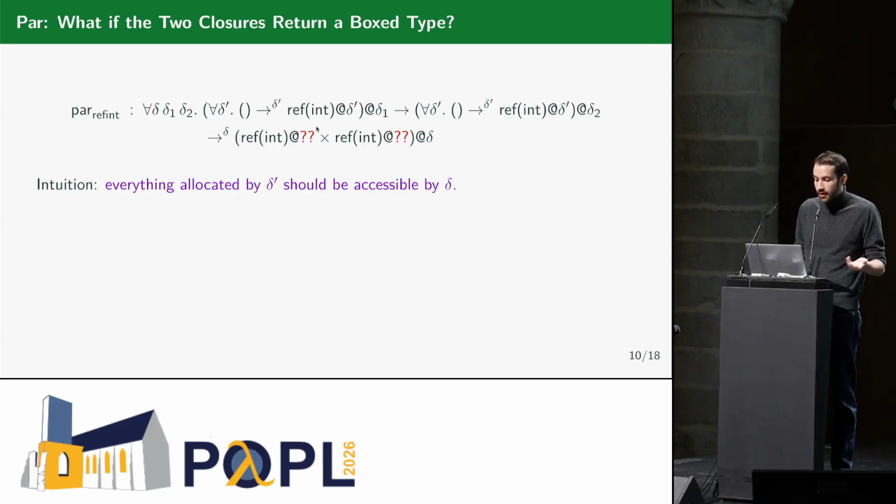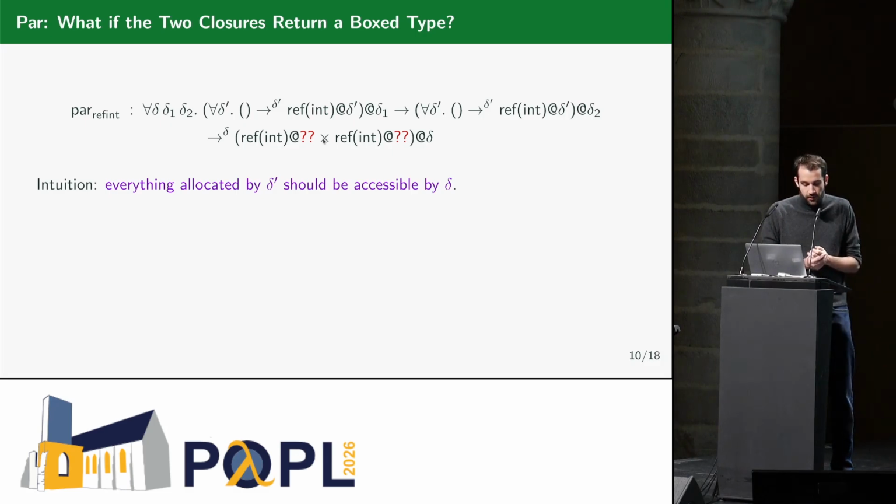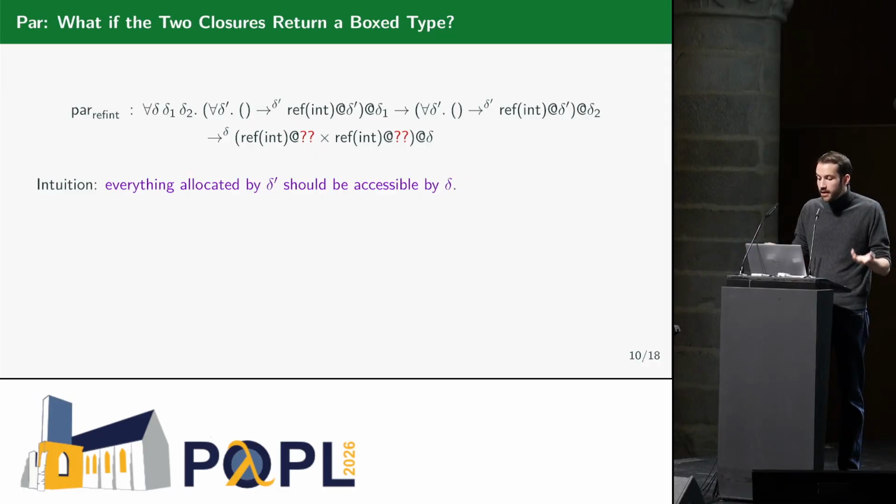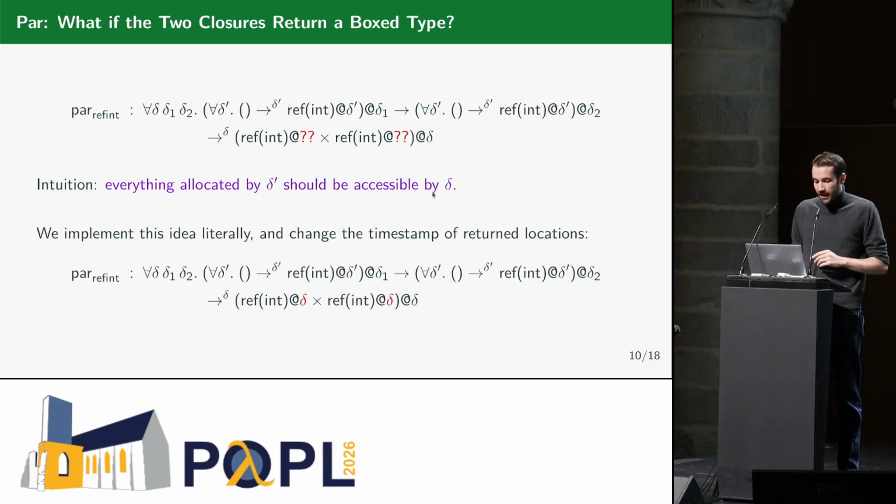Here, we would like to say, okay, give me a ref int at delta prime, but we have a scoping issue because delta prime is quantified here, and here we are outside of the quantification. So what should be the timestamp of the two return locations? The intuition is that for disentanglement, everything allocated by a child will be accessible by the parent after the join point. So really, everything allocated at delta prime should be accessible by delta. And we take this intuition very literally.